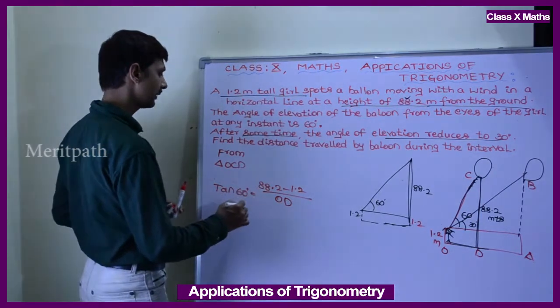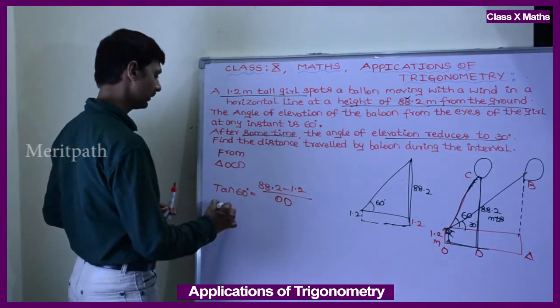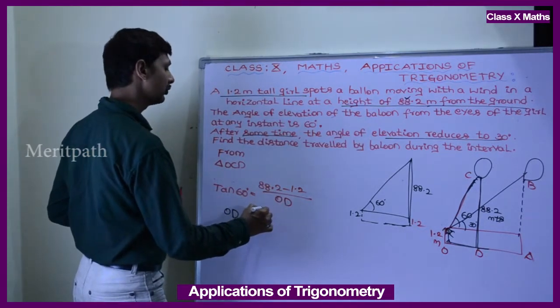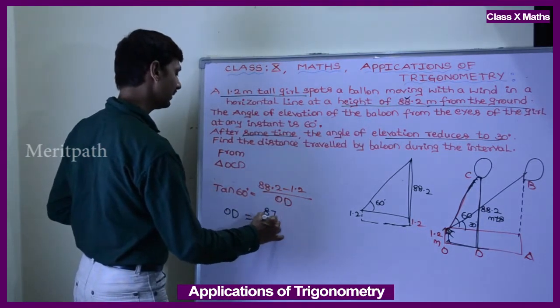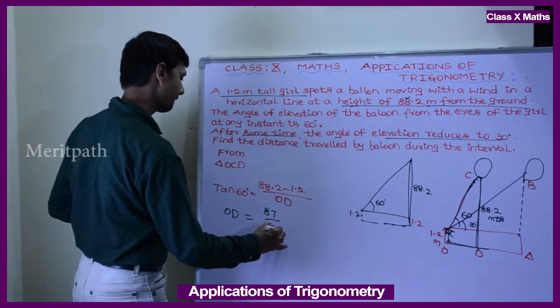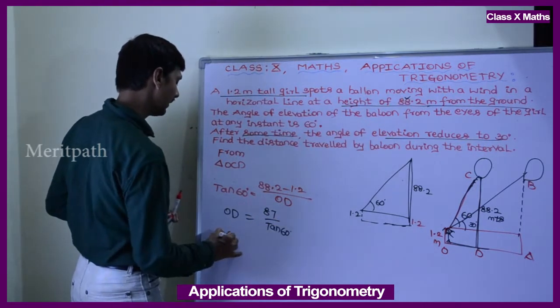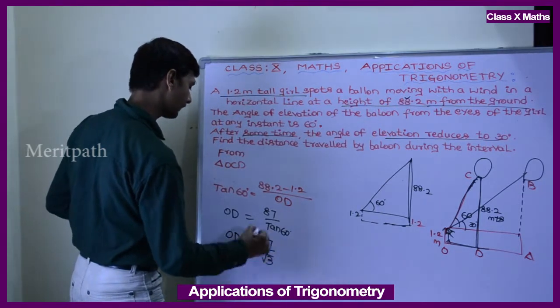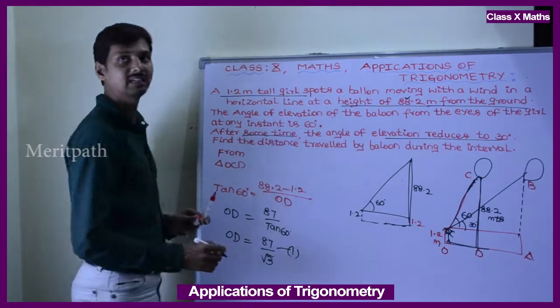So let us transpose this. When we transpose, OD is equal to, after subtracting, 87 divided by tan 60. We know the value of tan 60 is root 3. So OD is 87 by root 3. Let us take this as equation 1.